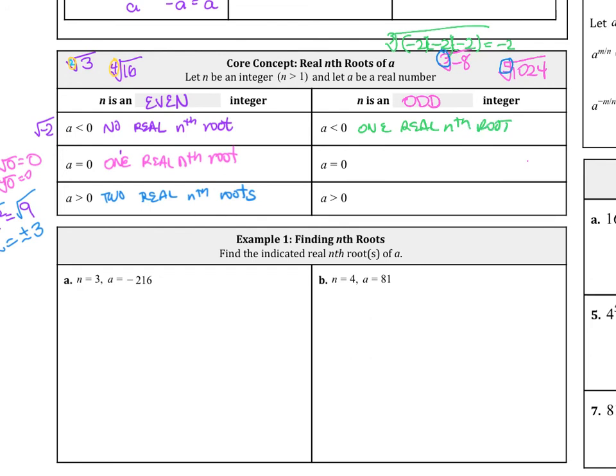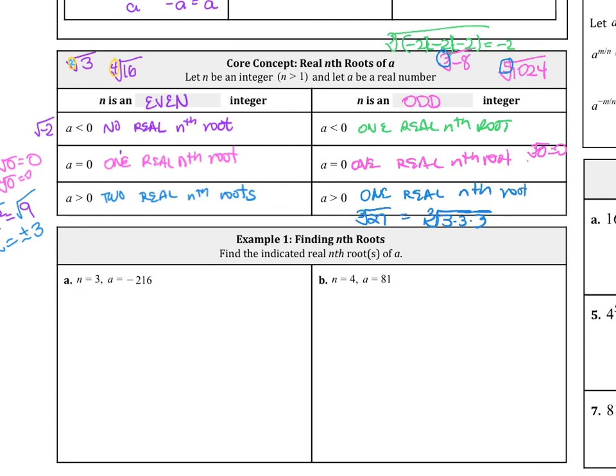When a equals 0, that's similar to the other one. The cube root of 0 is still going to be 0. So therefore, we have one real nth root. Now let's take a look at the last case, when a is greater than 0. Let's say the cube root of 27, for example. I need 3 of them, right? If there are 3 of them, they have to be the same, and so notice that the sign has to be all positive. So in this case, we get one real nth root again.